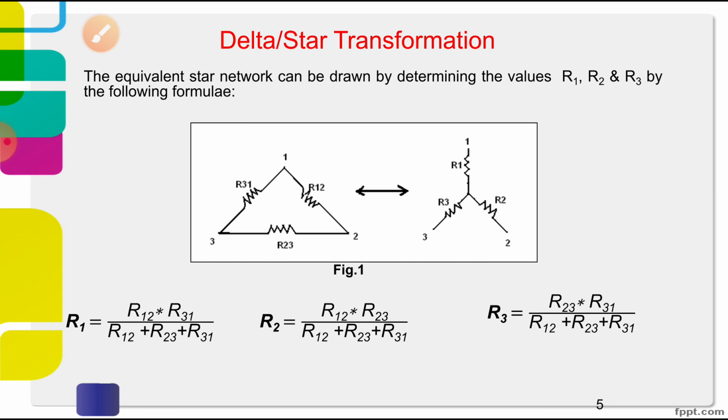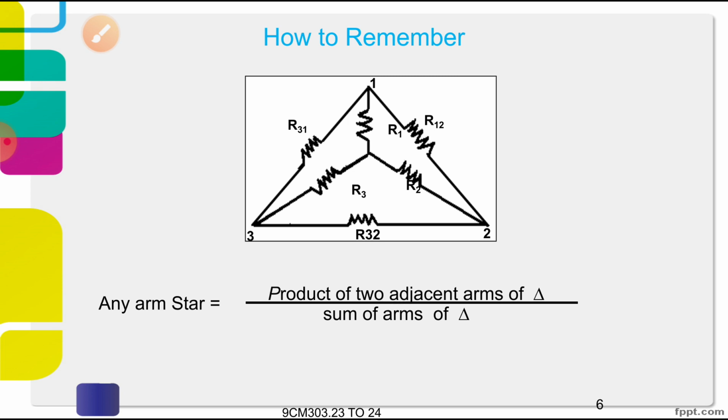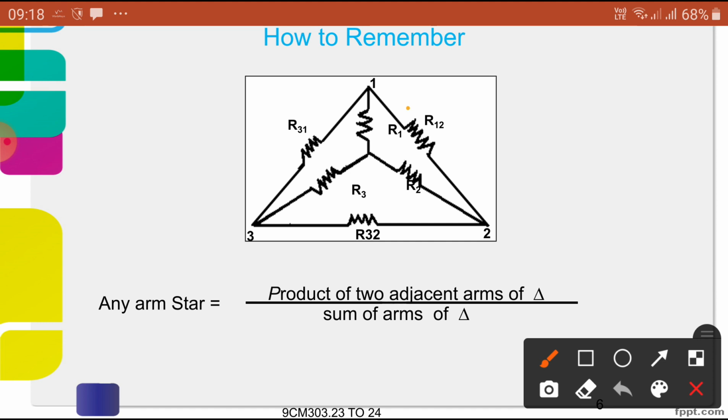Okay, how to remember this one? So there is one simple technique. What is that one? So simple, already we have. Any arm of the star, R1 or R2 or R3 you want to know, is the product of two adjacent arms here. So what is the R1 adjacent? This one and this one. Product of R12 and R31, R12 into R31, the product of delta values divided by the sum of the delta values. What is the sum? R12 plus R23 plus R31. This is the formula you have to remember.